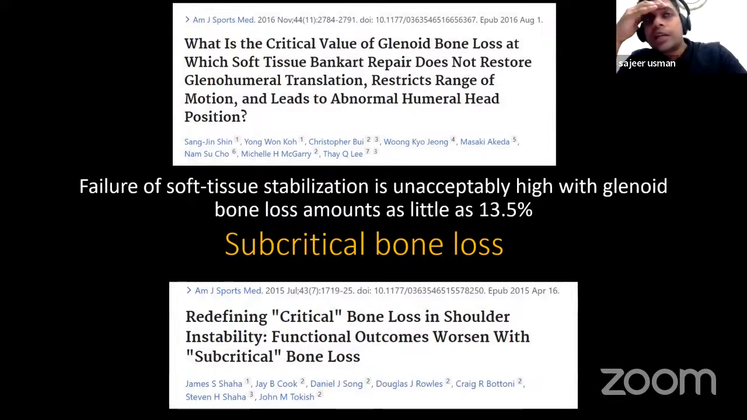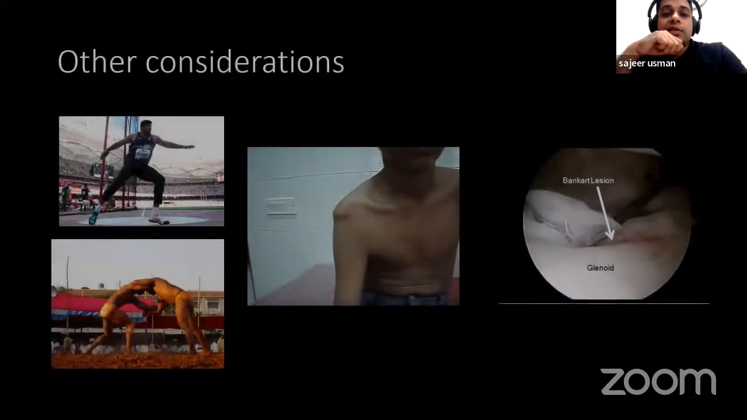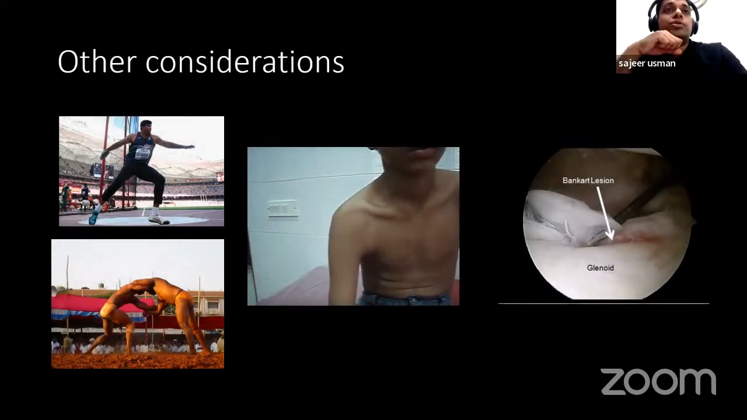This discussion has been there in literature about the subcritical bone loss, where they have analyzed patients who have had failures of soft tissue procedures, only Bankart done without a Remplissage. And they have found that 13.5% bone loss also are cases which can have a redislocation with just a soft tissue procedure.